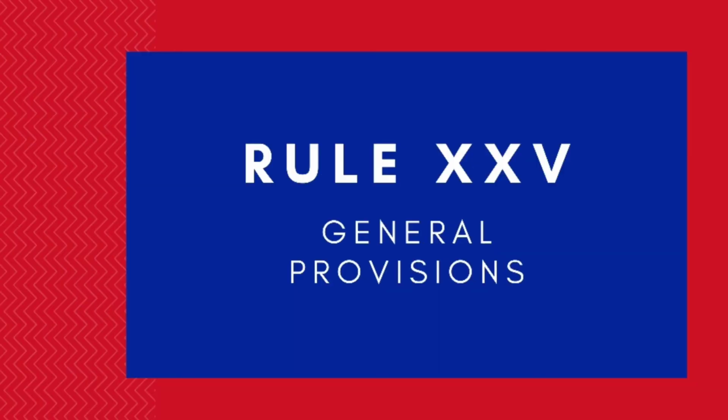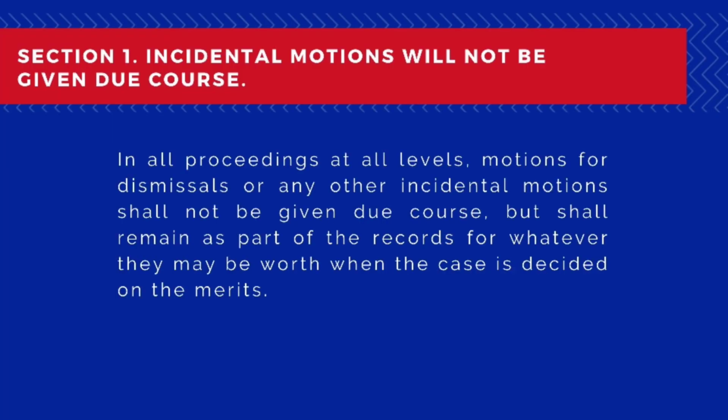Rule 25. General Provisions. Section 1. Incidental motions will not be given due course. In all proceedings at all levels, motions for dismissals, or any other incidental motions, shall not be given due course, but shall remain as part of the records, for whatever they may be worth when the case is decided on the merits.